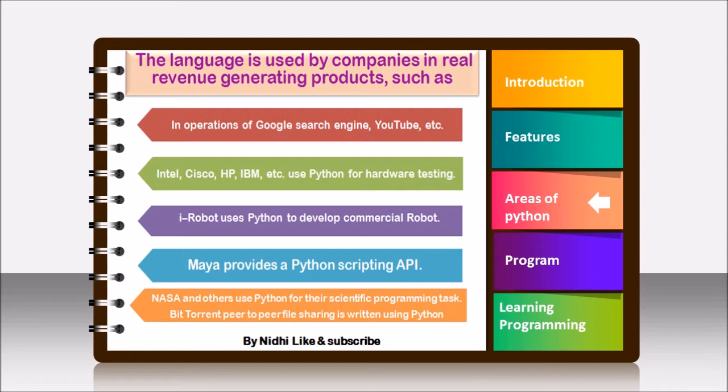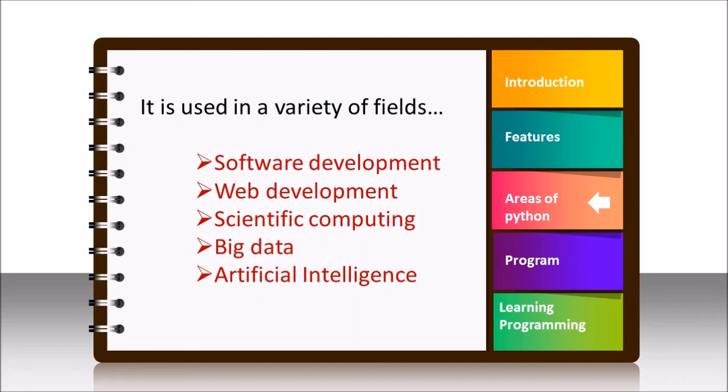Maya provides a Python scripting application programming interface to interact with the users. NASA and other institutions are also using Python for their scientific programming tasks, and BitTorrent peer-to-peer file sharing is also written in Python. Next, the Python language is used in a variety of fields, such as developing software, developing websites, and scientific computation. It is also used in big data and artificial intelligence. So these are the various fields where Python is used.